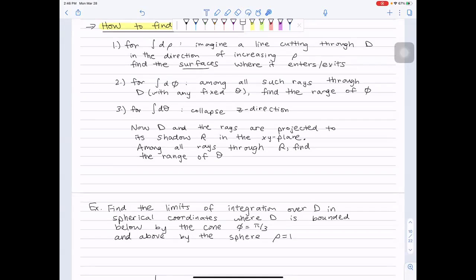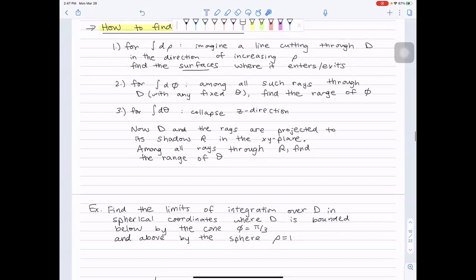Okay, so let's see. First, they already tell us what shape it is, so let's just draw it. We're bounded below by some cone, so I'm just going to draw some cone here. And we're bounded above by a sphere with radius 1. So let's just draw a sphere here, approximately a sphere. Then we first want to find the rho bound.